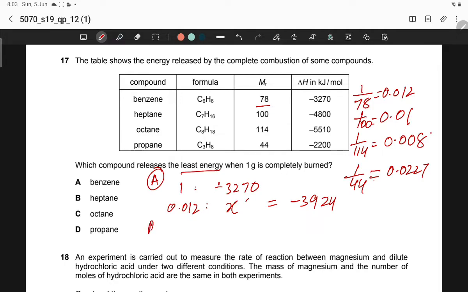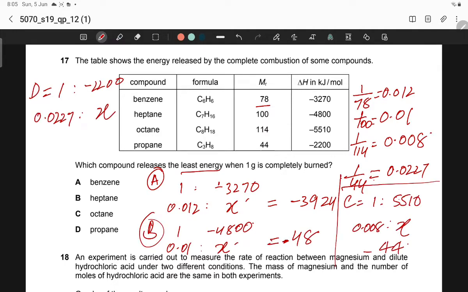This is A, B, minus 49.94. So the least energy is benzene. So A is the correct option.